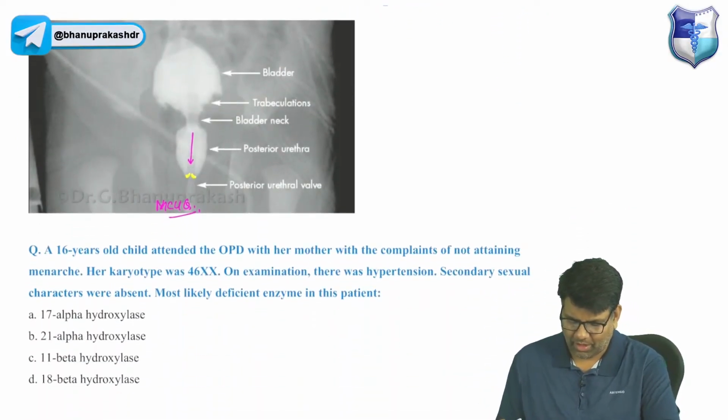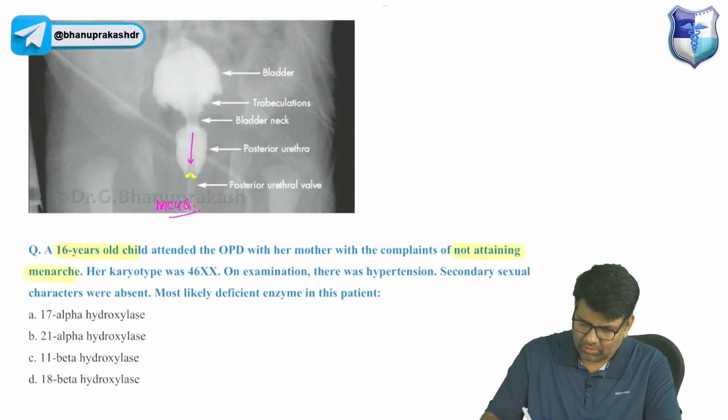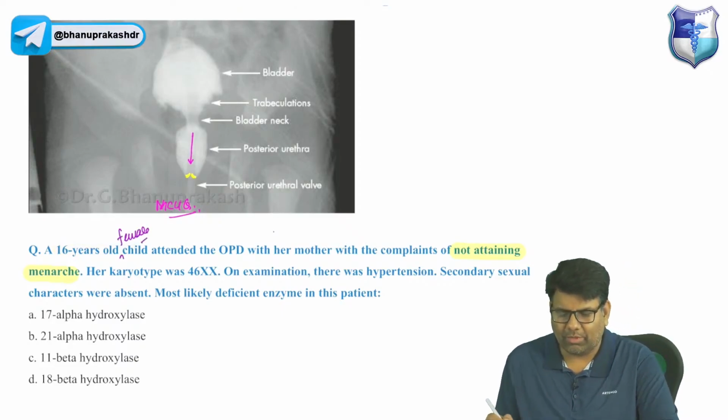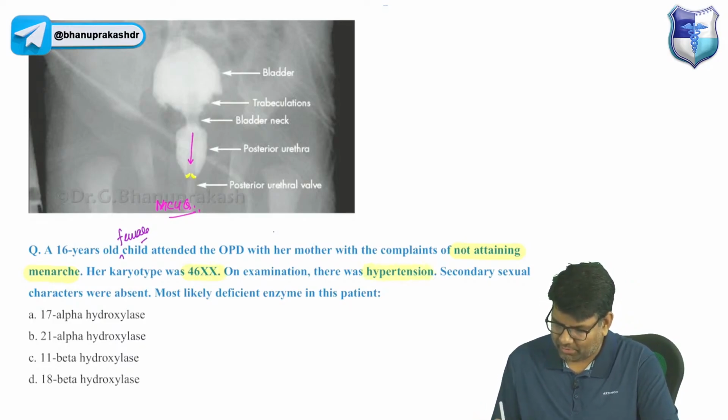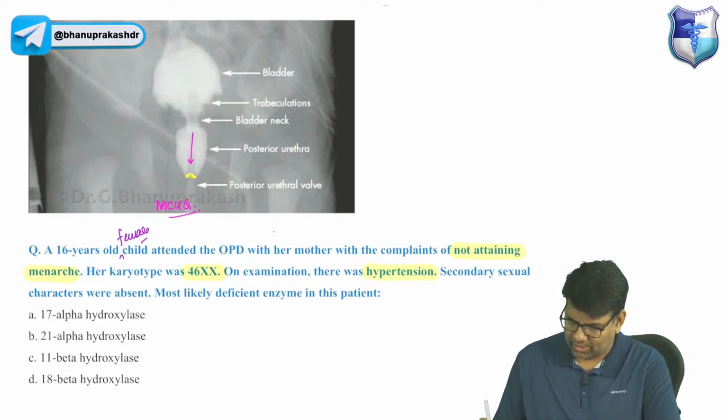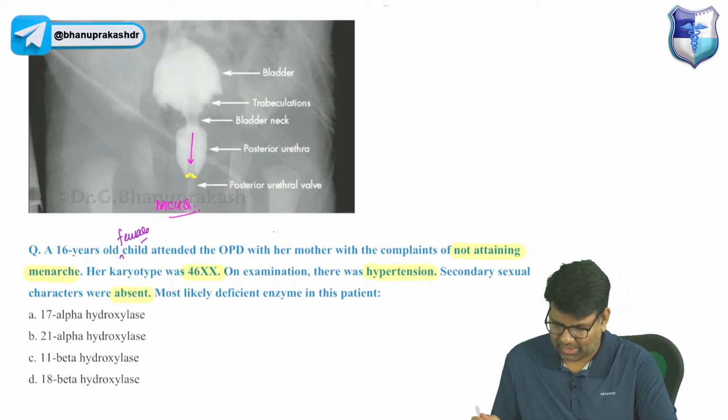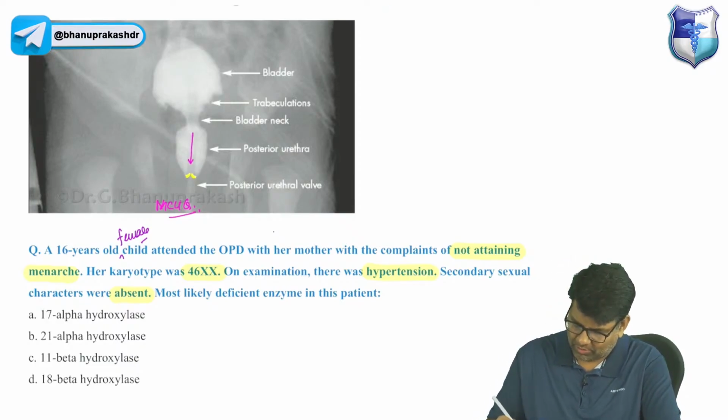Now next question. A 16-year-old female child presented, and she hadn't attained menarche, and the karyotype is 46XX. There is hypertension, and secondary sexual characters were also absent. What is the most likely deficient enzyme? Now, of course, this is a case of, yes, congenital adrenal hyperplasia, right?